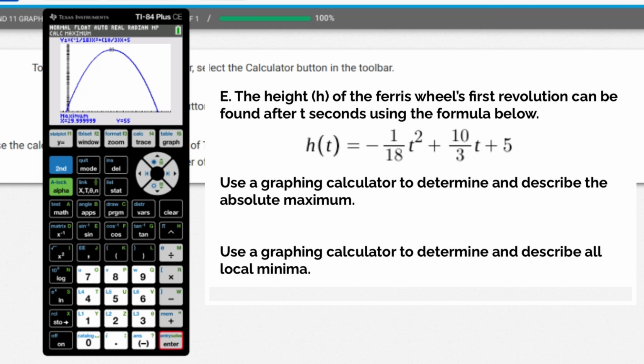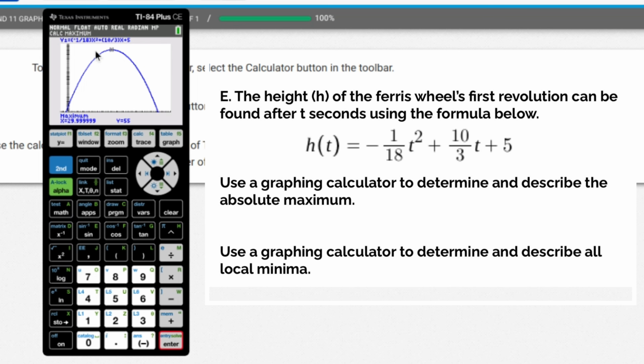29.999999999. Now, I'm no genius, but I think 29.99999 is 30. Now, what that means is if it's 30 at 30 seconds, because T is in seconds, at 30 seconds, I am at 55 feet in the air. Okay, that is what the absolute maximum means. And that kind of makes sense, in the context of this problem.